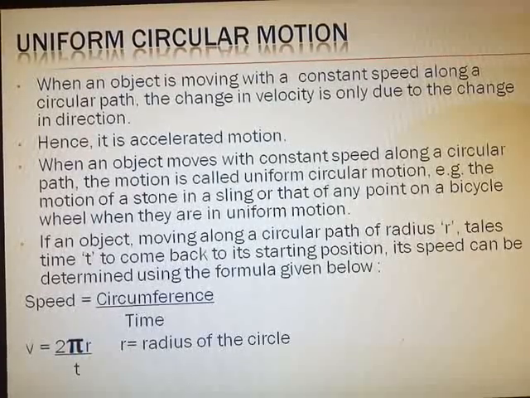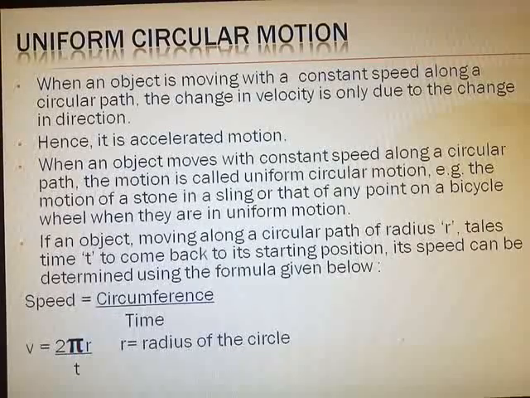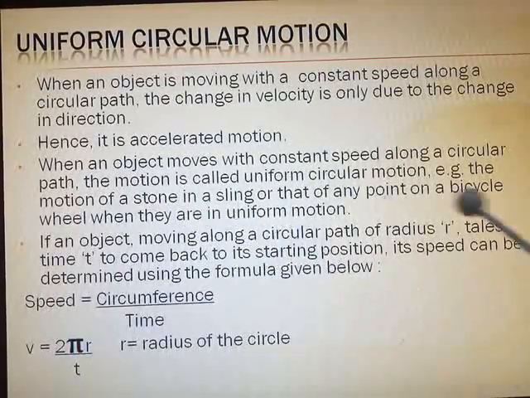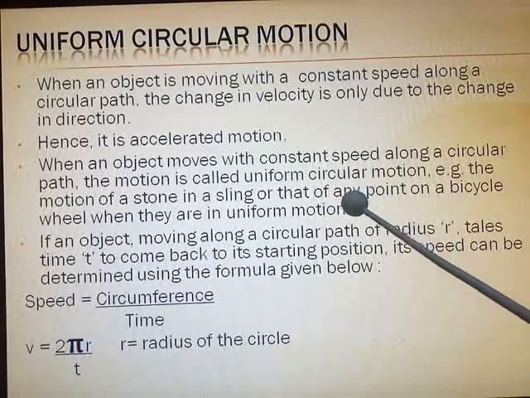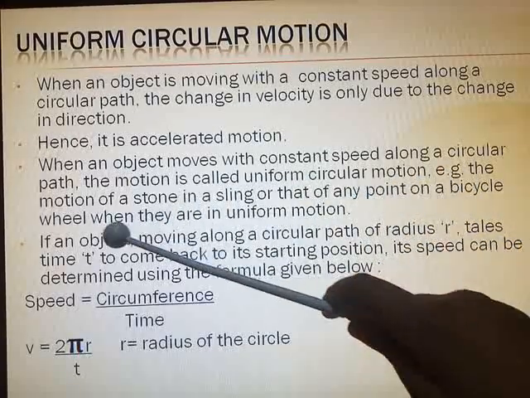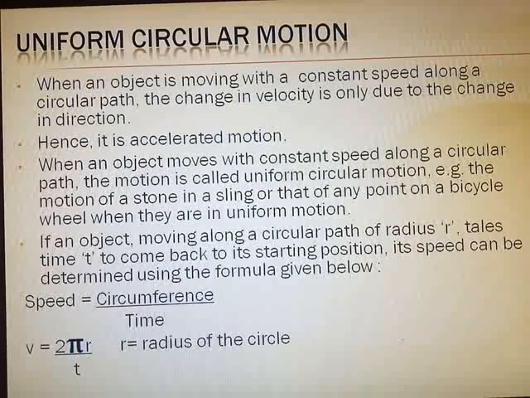You even know about the motion of electrons around the nucleus. That is an example of uniform circular motion. Or the motion of the stone in a sling, or that of any point on a bicycle wheel when they are in uniform motion. So these are all related examples. Or you know about the motion of the planets in the solar system. They are also moving in uniform circular motion.